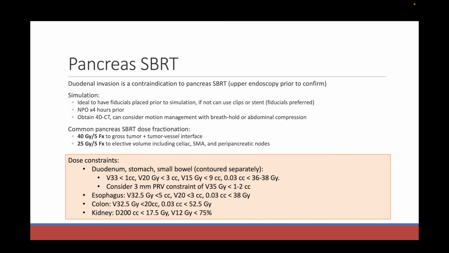A common dose fractionation regimen for pancreas SBRT is 40 gray in 5 fractions to the gross tumor and the tumor vessel interface, and then a dose of 25 gray in 5 fractions to an elective volume that includes your celiac, superior mesenteric, and peripancreatic lymph nodes.